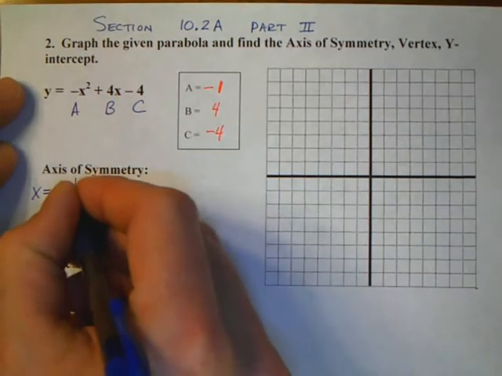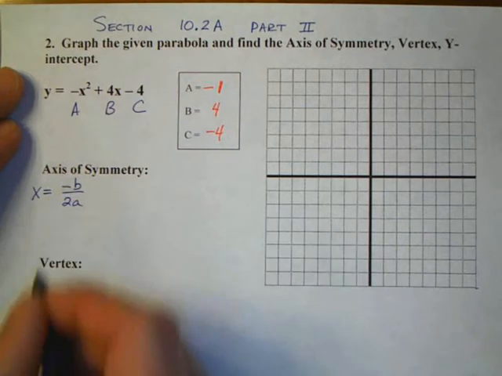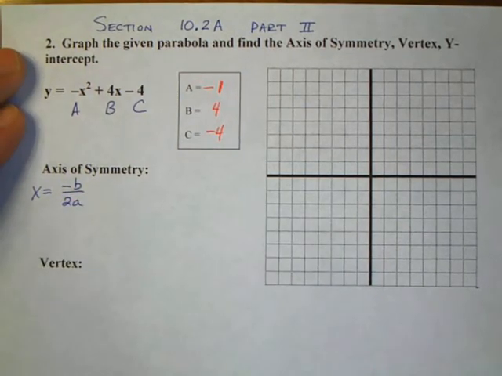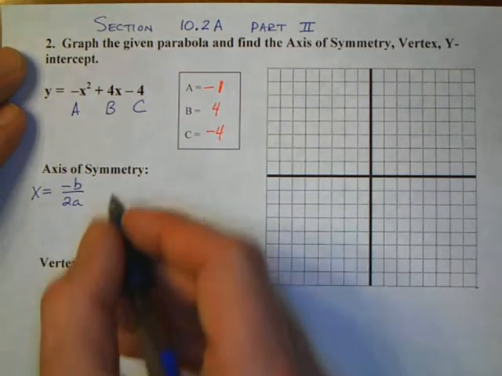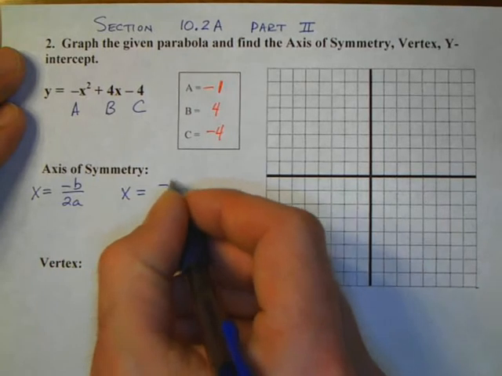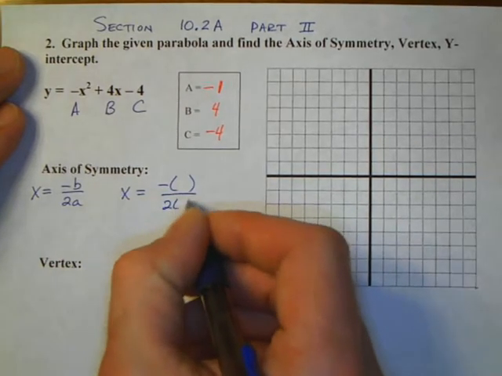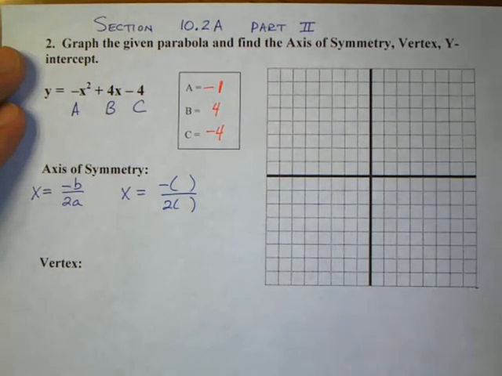find the equation for our axis of symmetry. Remember, that's the opposite of b over 2a. Don't say negative b, say the opposite of b. So let's plug those values in using parentheses. So we're going to put parentheses in there.